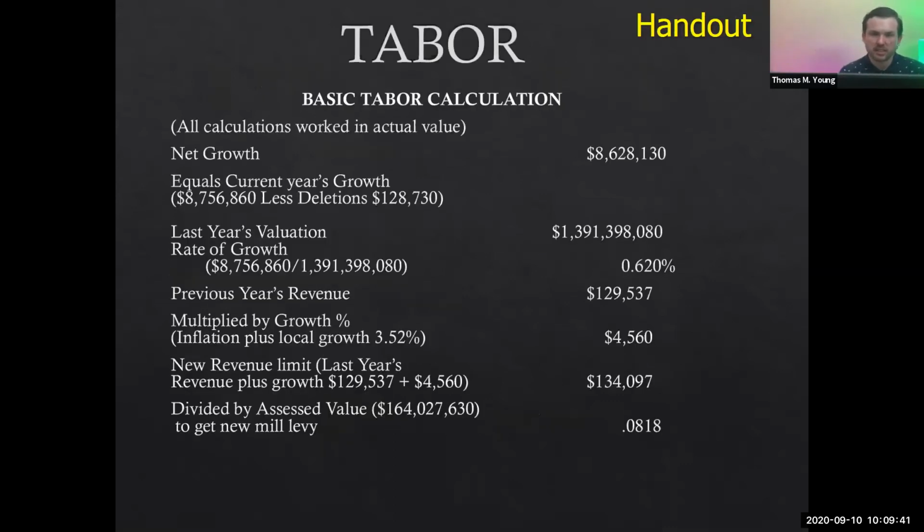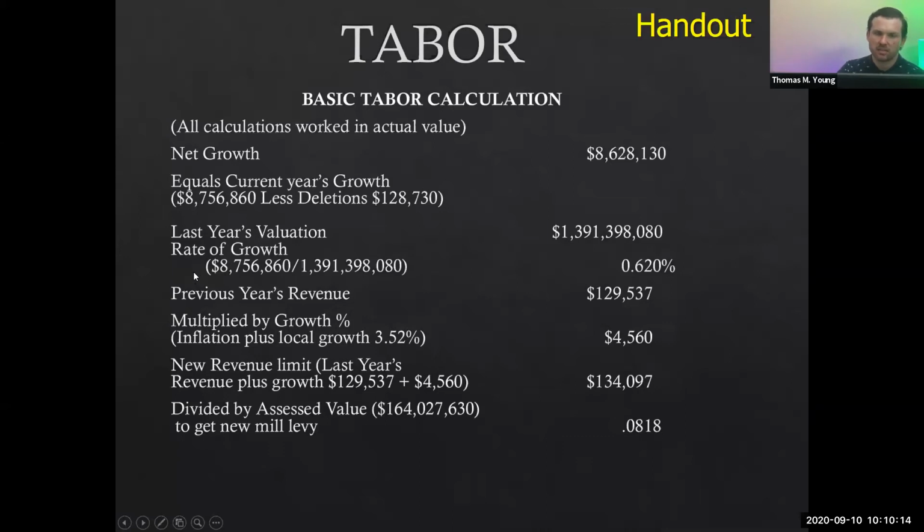Now for TABOR, it's a little bit different. Remember, these are all actual values. So we get net growth, which is equal to current year's growth less deletions. So the growth items are just over 8 million. We look at last year's value, 1.391 billion.